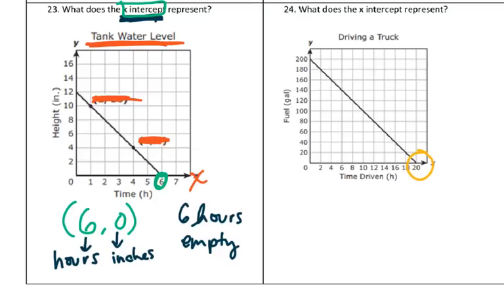What was it talking about? It takes 20 blank for what to happen? 20 blank for our fuel. So write it as an ordered pair. Write down what it was talking about, and then make it make sense. It takes 6 hours for this tank to become empty. 0 inches means it's empty.